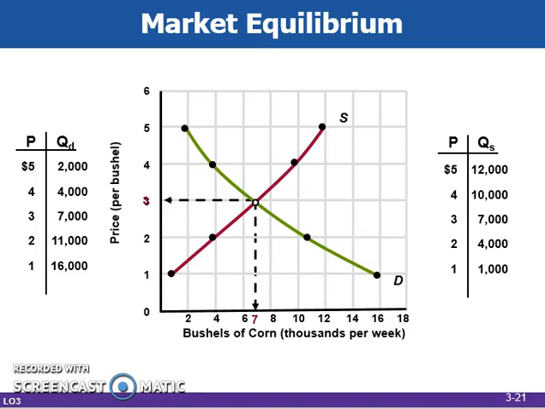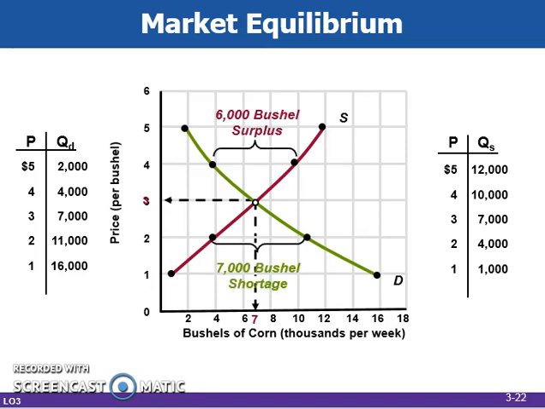surplus or shortage. The rationing function of prices is the ability of competitive forces of supply and demand to establish a price where buying and selling decisions are coordinated, therefore minimizing the chances of a surplus or a shortage. At equilibrium, the markets are efficient.